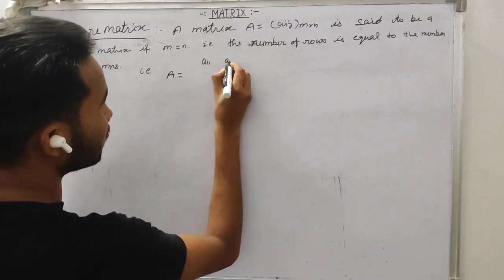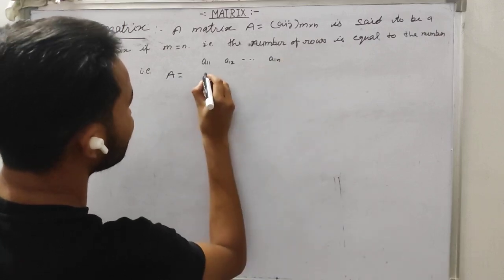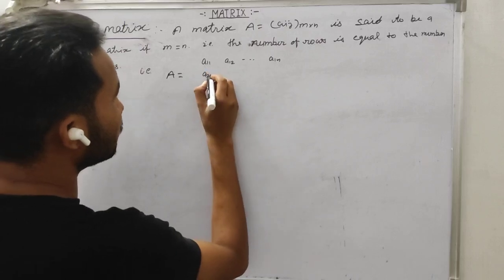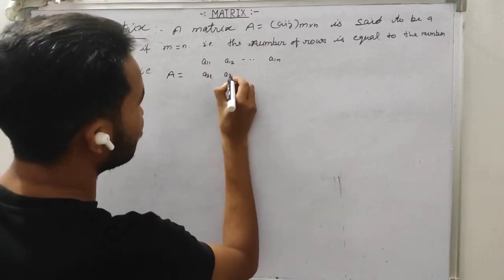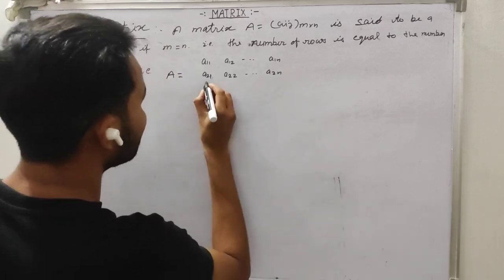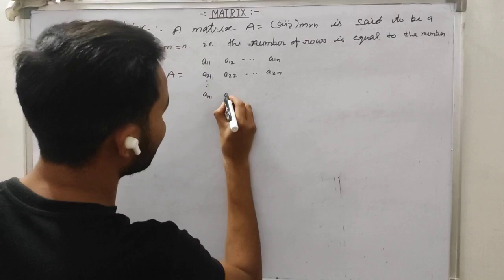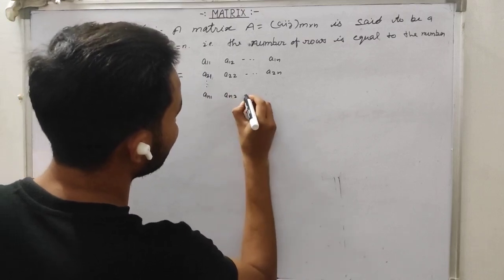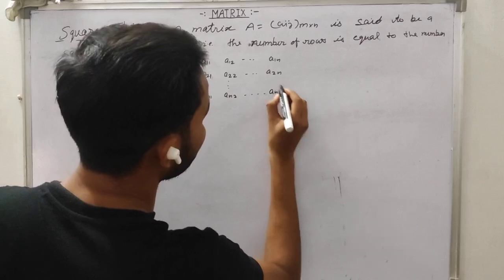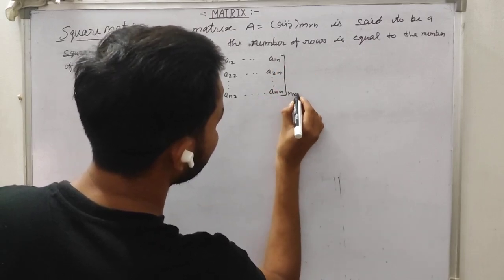A11 A12 ... A1n, A21 A22 ... A2n, An1 An2 ... Ann. This is the square matrix.